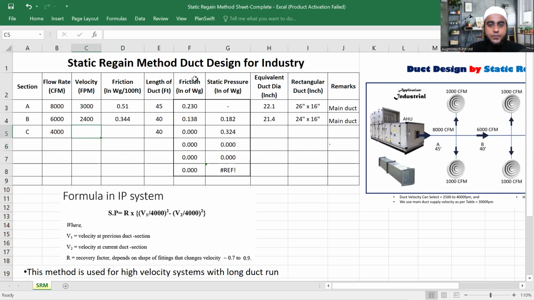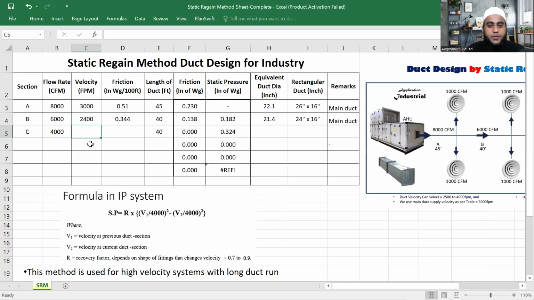Now, can anyone tell me how much velocity we have to consider now? Tell me now how much velocity we have to take. So here we are not getting any idea. No, you don't need to take 2600, Mujib. Why are you taking it? Because in the previous section B, we have taken 2400 FPM. So it is possible that in section B the velocity will reduce slowly as you go farther away from the AHU.